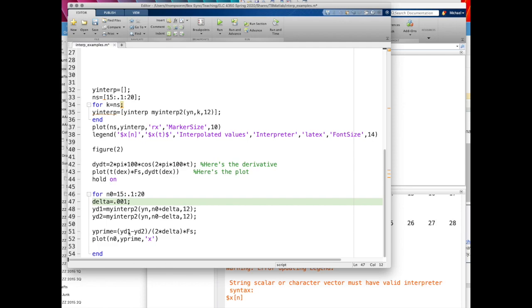So from there, we talked about the derivation of this. You just take the difference between the two deltas, you divide by delta, and you multiply by fs. And that will give you an estimate of the derivative based only on samples of the original signal. Then I'm going to plot that, and you'll end up seeing two figures, one with the plot of the interpolated samples of the original signal, and the second one with a plot of the derivative using this two-step approach to estimate the derivative. So we'll run that code.